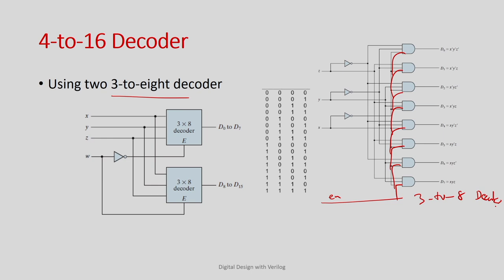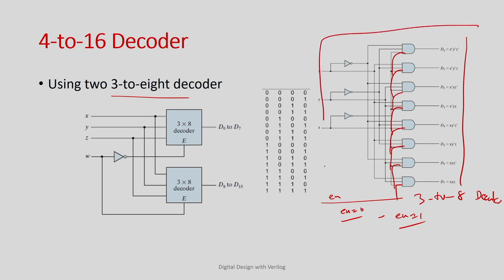So, now you can see here that if the enable is 0, all this output will be 0. So none of the bits will be 1, right. And if the enable is 1, then only will this perform as per the circuit behavior, okay.